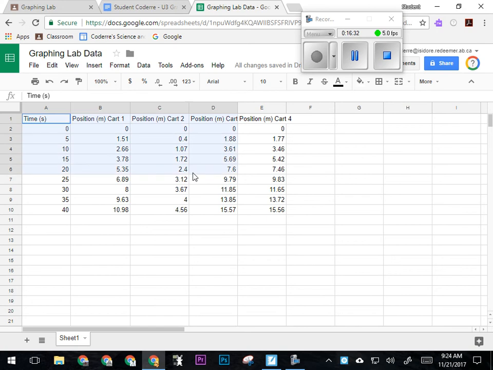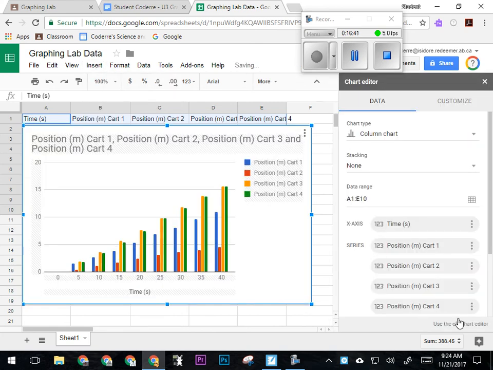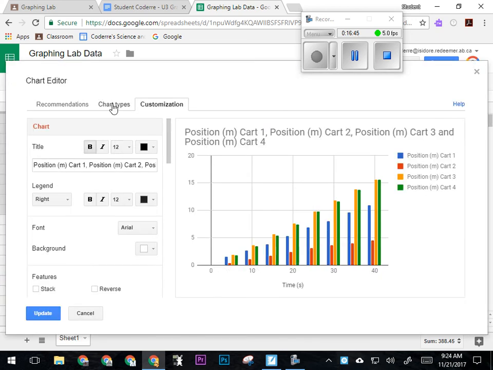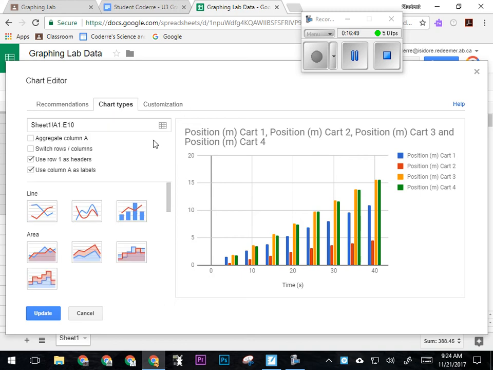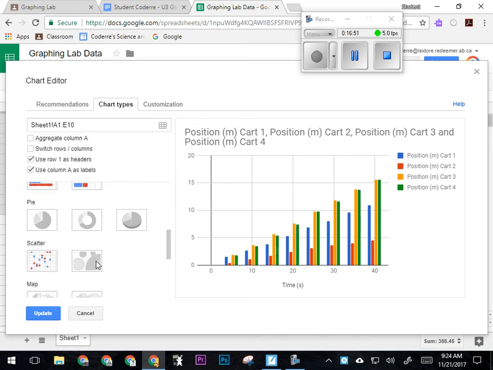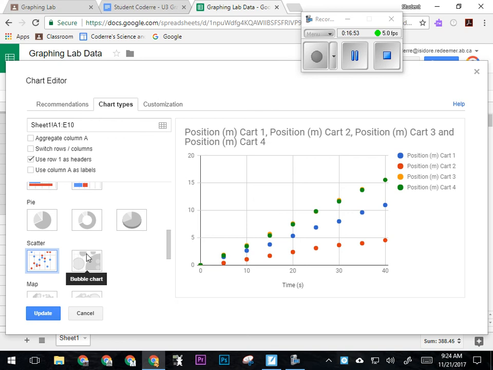Okay, so I'm going to highlight all of it, go to Insert, Chart. And then like it always does, it brings up the crappy chart editor. The old one's better. And of course it picks a bar graph like it always does, which we don't want. We want to go to Scatter. All right, and there we go.